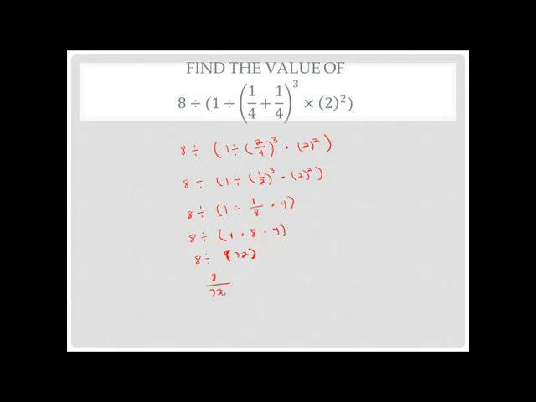And then I would see if I can simplify that. So what I know is that 8 will go into both of these numbers. So if I divide both the top and the bottom by 8, and I have to divide top and bottom by the same number to keep the fraction equivalent, I end up with 1 over 4, or 1/4.